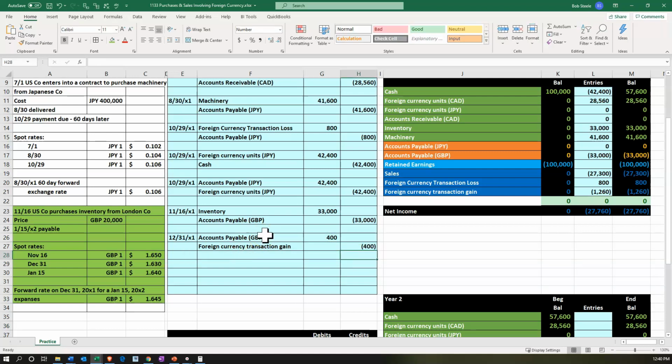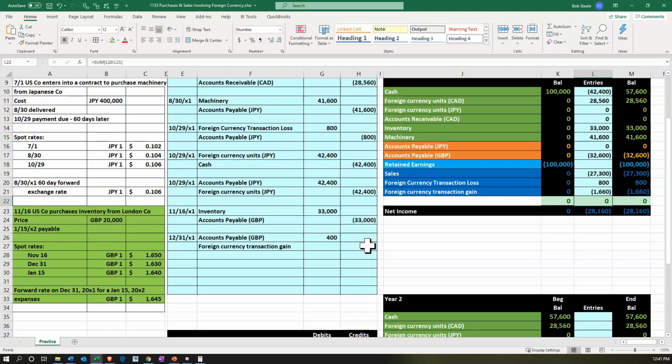Let's go ahead and post that out. So we're going to say, all right, here's the accounts payable up here. That's the wrong one, we want this one. F2 plus F2. And that's going to be the $400 difference. So now we only owe, in equivalent US dollars, the 32,600. And then we have this foreign currency gain down here. Double clicking on that, going to the end of it, and plus that 400 here.